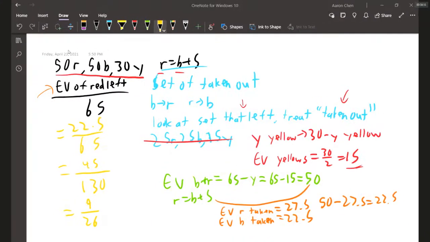Okay, sorry about that. And so that tells us that the chance that Calvin's next ball is red is just 9 over 26. So does anyone have any questions about this problem?